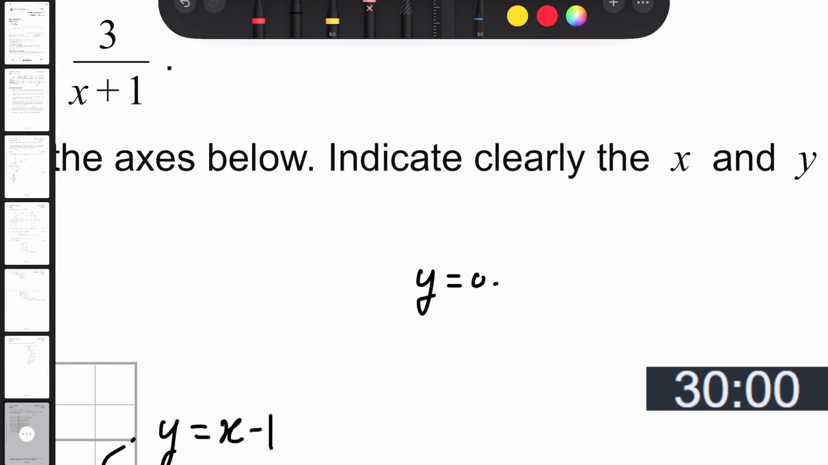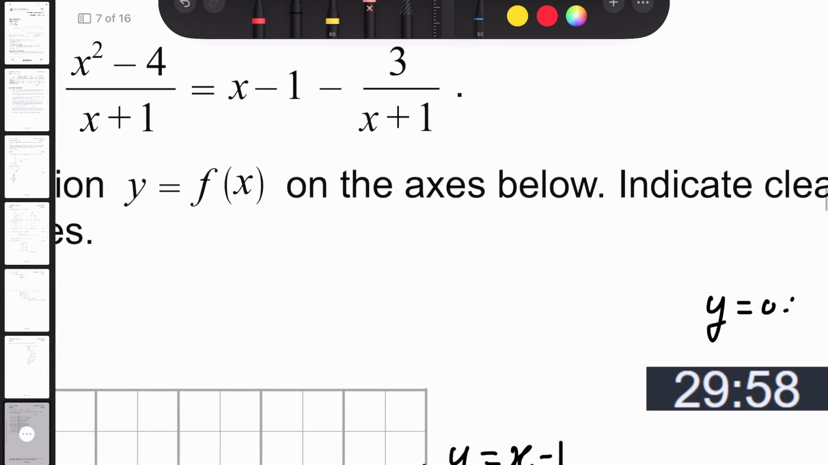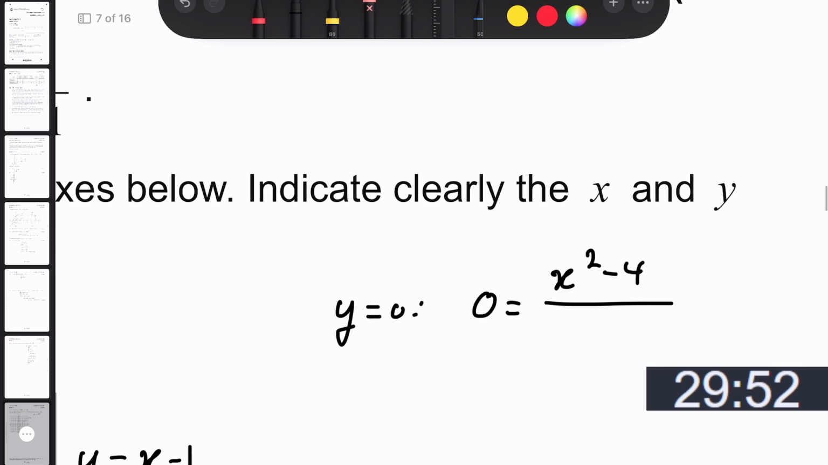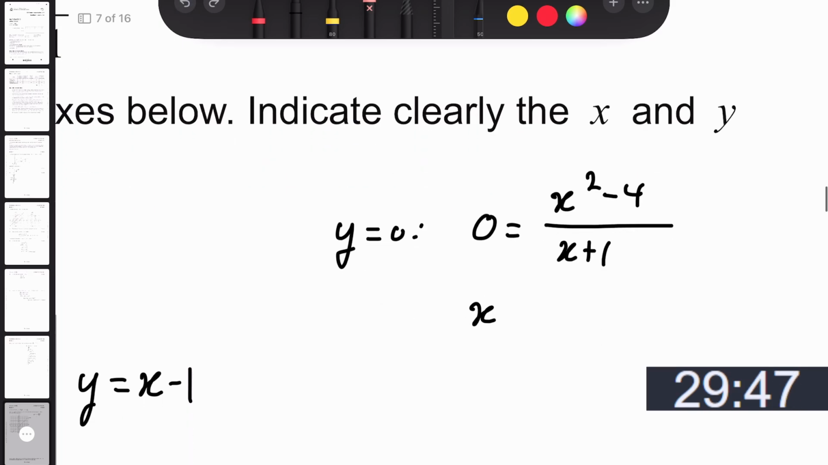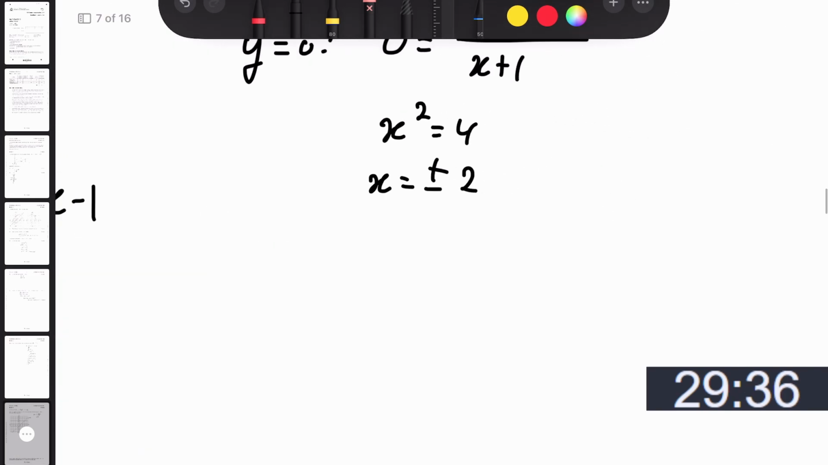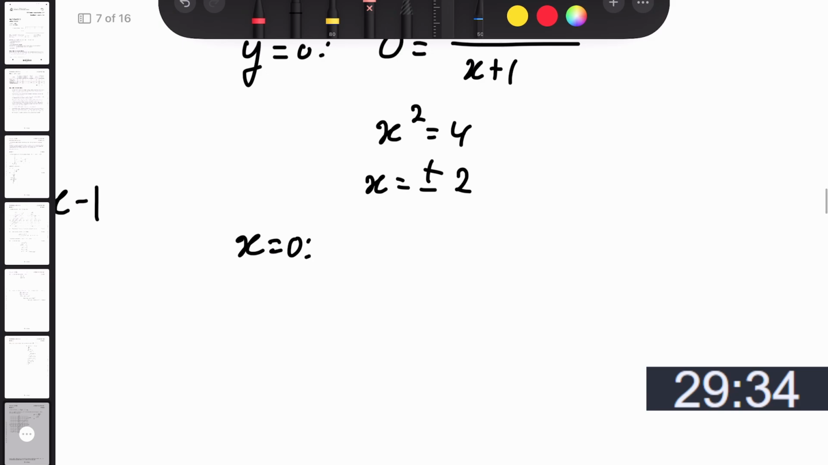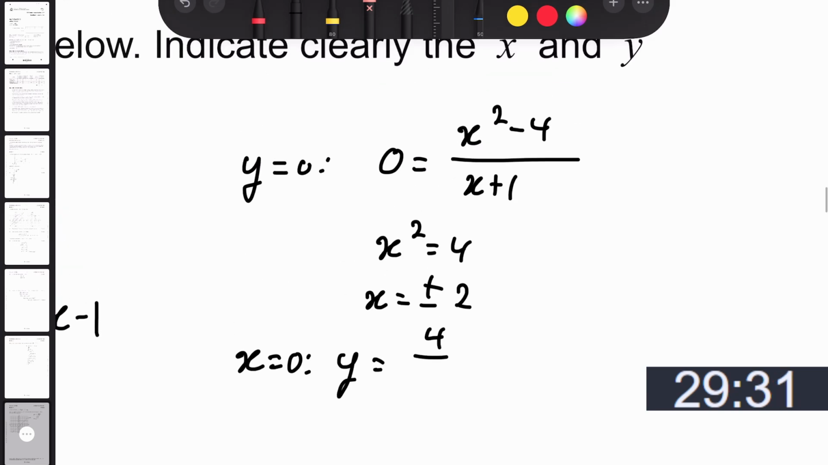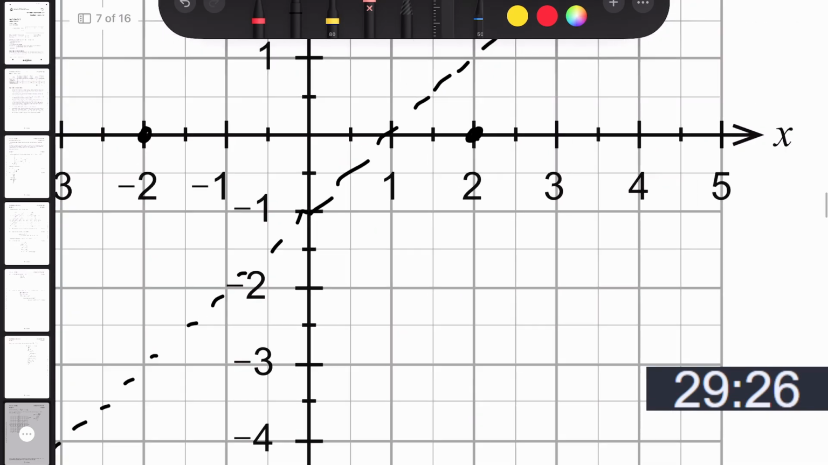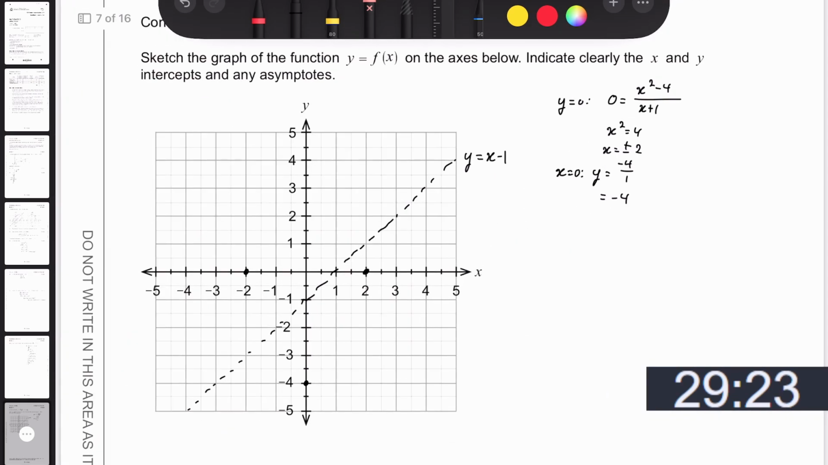Clearly mark the x and y intercepts and any asymptote. So then when y equals 0, I have 0 is equal to x squared minus 4 on x plus 1. So x squared equals 4. X is plus or minus 2. So we're going to have that there and that there. And then when x is equal to 0, y is going to be equal to negative 4 on 1, so negative 4. So 0, negative 4.